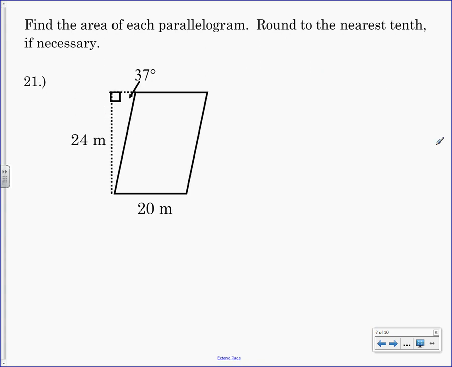Okay. Again, area equals base times height. What's our base? 20. What's our height? 24. Didn't even have to do anything, right? So take 20 times 24.